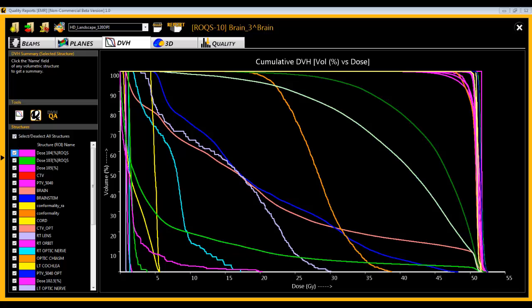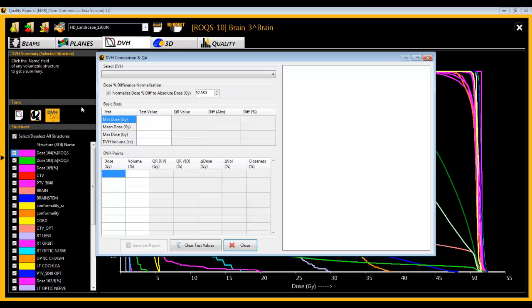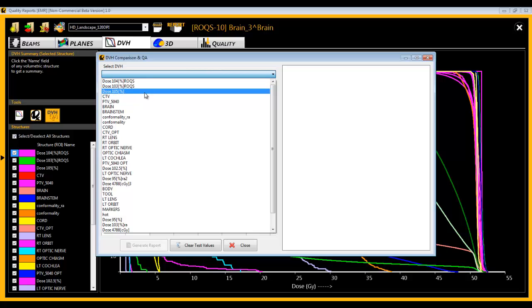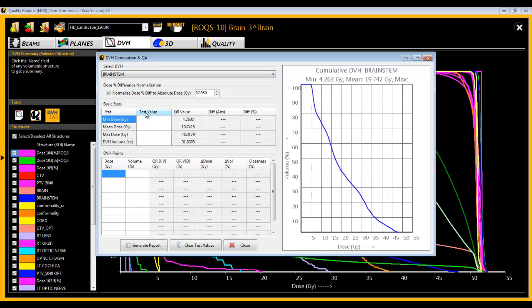So here we are in the Quality Reports software where I've loaded up an IMRT plan to a brain lesion. You'll notice here I'm on the DVH tab, and on this tab there is a button or a tool called DVH QA. And this is precisely the tool that we're talking about. If I activate this, what I can do is load up any of the structures. So just for sake of example, I'll pick the brainstem.